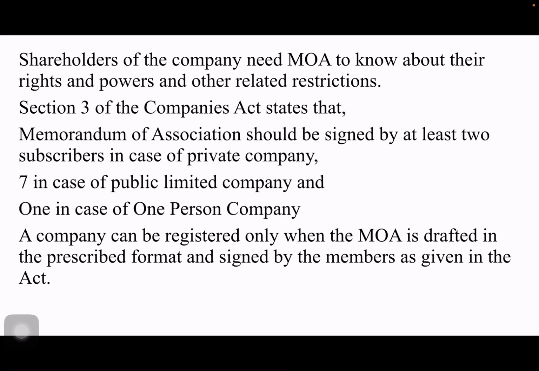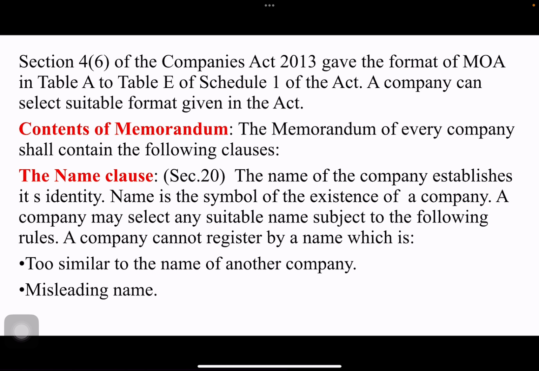Okay. Section 3 of the Companies Act states that MOA should be signed by at least 2 subscribers in case of private company, 7 in case of public limited company, 1 in case of one person company. A company can be registered only when MOA is drafted in the prescribed format and signed by the members as given in the Act. Section 4, subsection 6 of Companies Act 13 gives the format of MOA in Table A to Table E of Schedule 1 of the Act. A company can select a suitable format given in the Act.